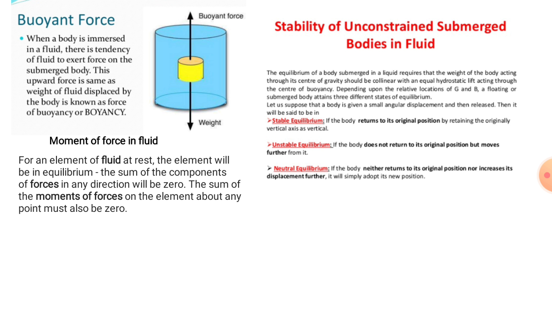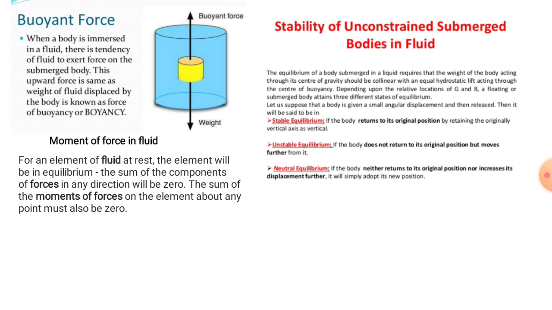Next, stability of unconstrained submerged bodies in fluid. The equilibrium of a body submerged in a liquid requires that the weight of the body acting through its center of gravity should be collinear with an equal hydrostatic lift acting through the center of buoyancy. Depending upon the relative location of G and B, G for center of gravity and B for center of buoyancy, a floating or submerged body attains 3 different states of equilibrium.